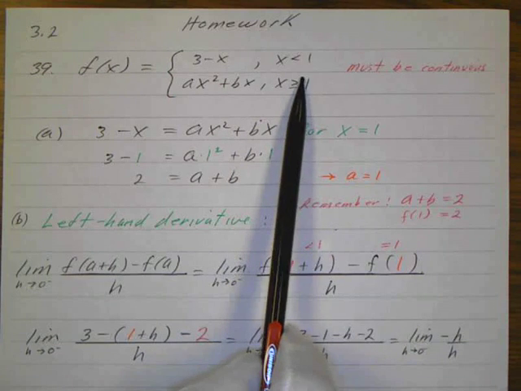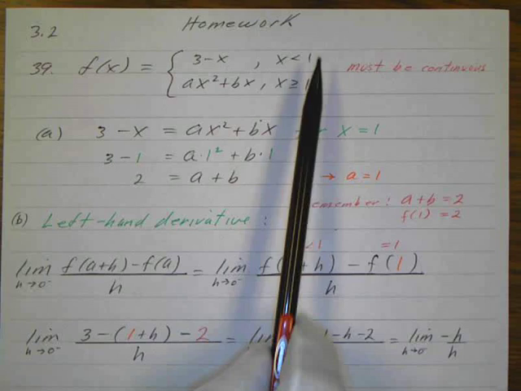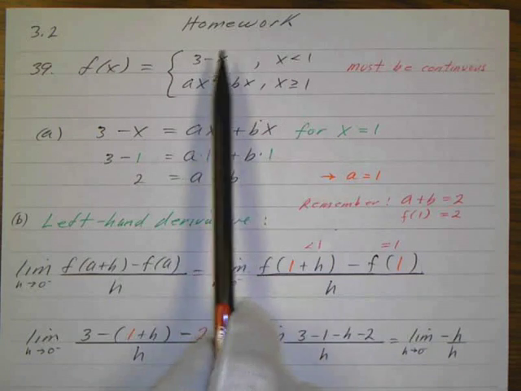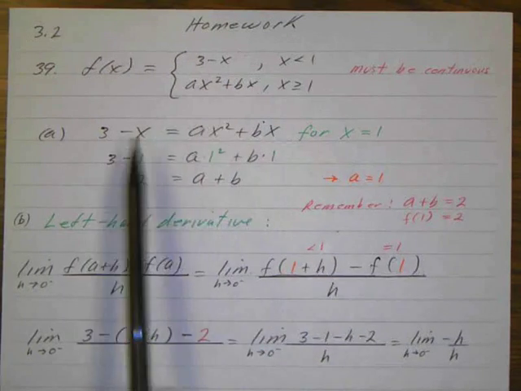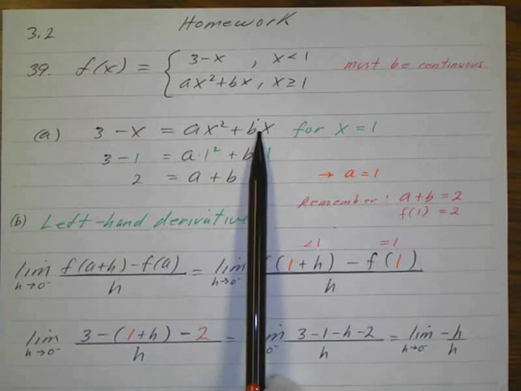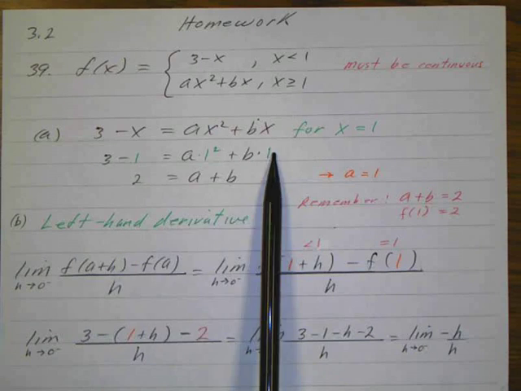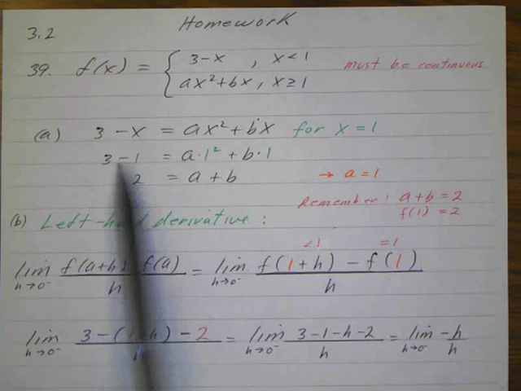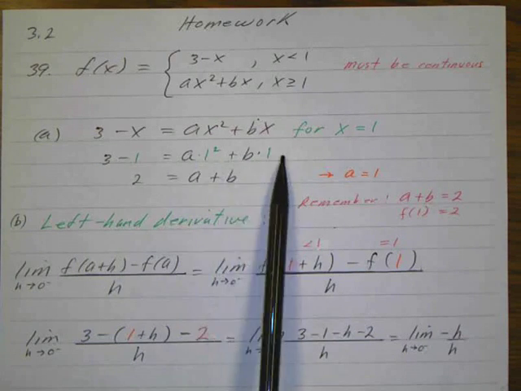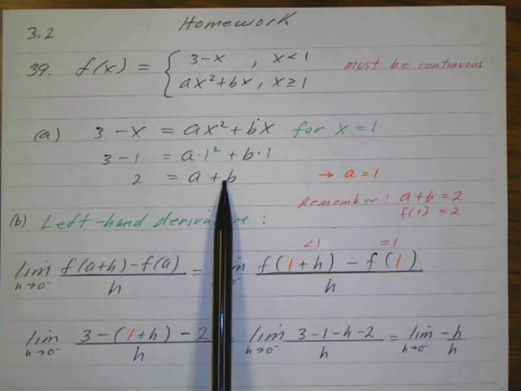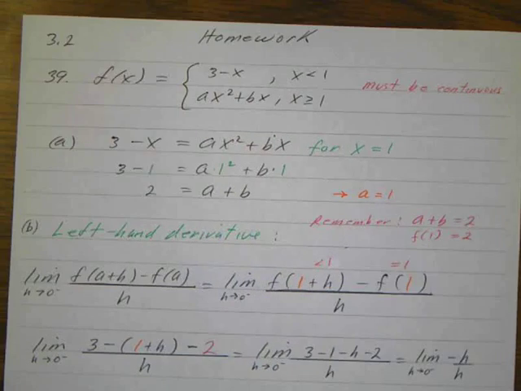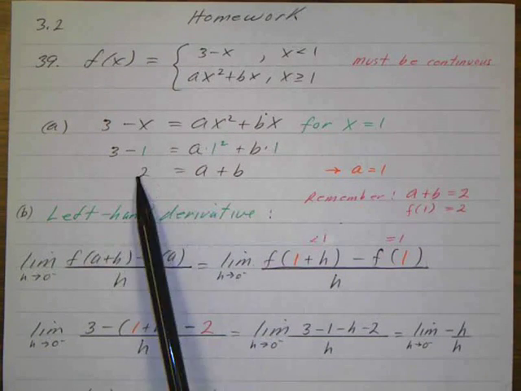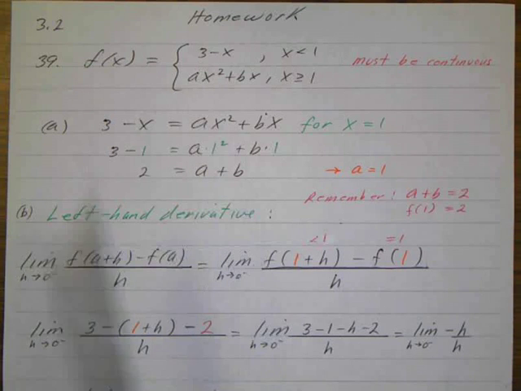Do they connect? If it connects, it's continuous. If it doesn't connect, it's not. The only way it can connect is if the vertical positions at exactly x equals 1 are the same. So we set this vertical position equal to that one. For x equals 1, we put the 1's in: 3 minus 1 equals a times 1 squared plus b times 1. So 2 equals a plus b. That's the way they must be related in order for the function to be continuous: a plus b equals 2.